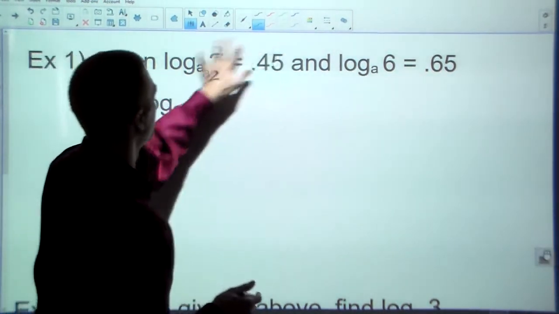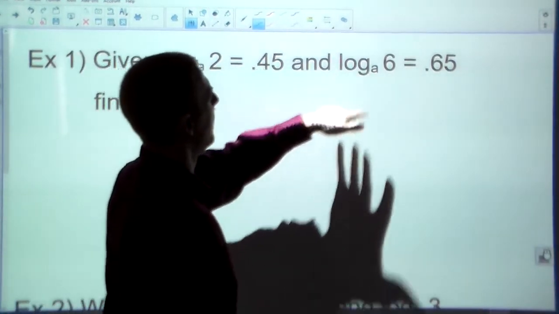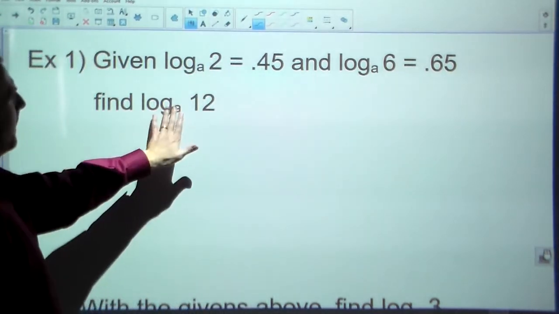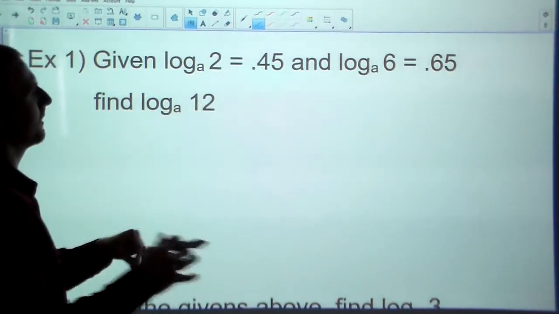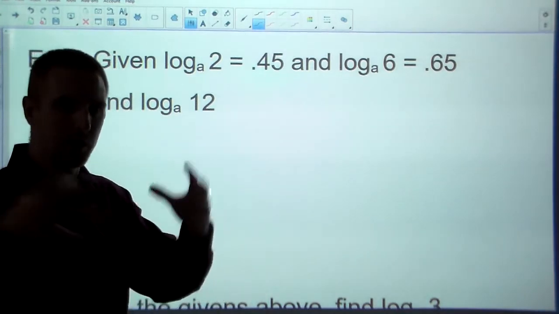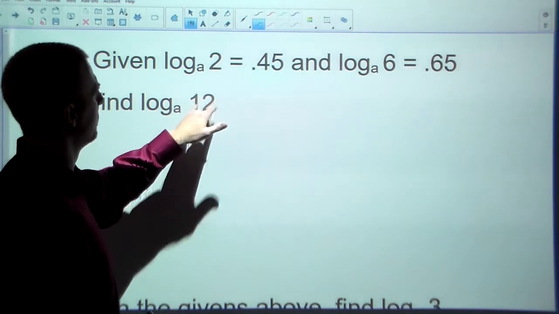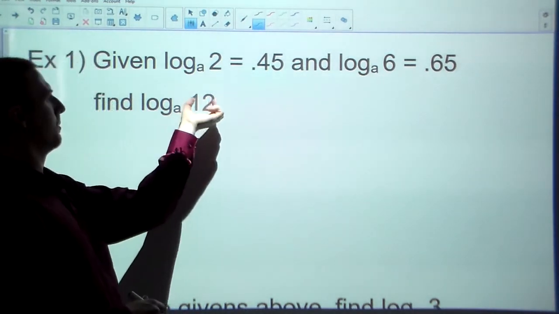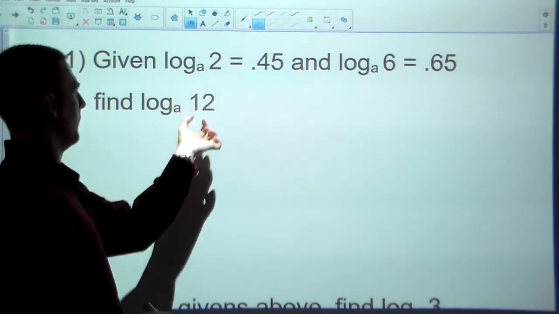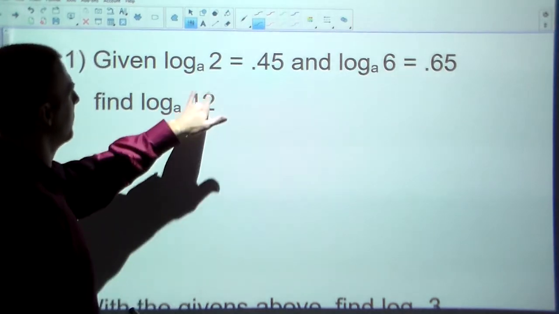So I'm giving you two things already done. Log base a of 2 is 0.45. Log base a of 6 is 0.65. And then I'm asking you to find log base a of 12. So really the thing to be thinking about, the skill that you're really trying to understand here, if we know that the product rule happens, we can multiply two things together and their logarithms add, or if we divide two things, their logarithms subtract, then look at what we've got.